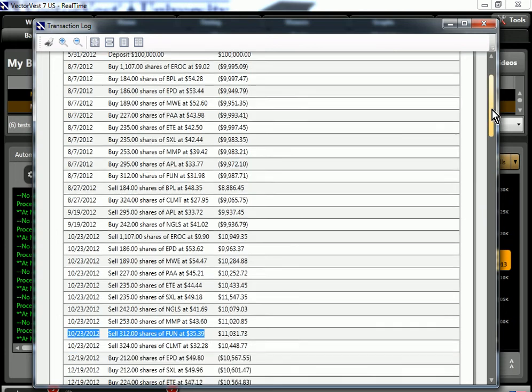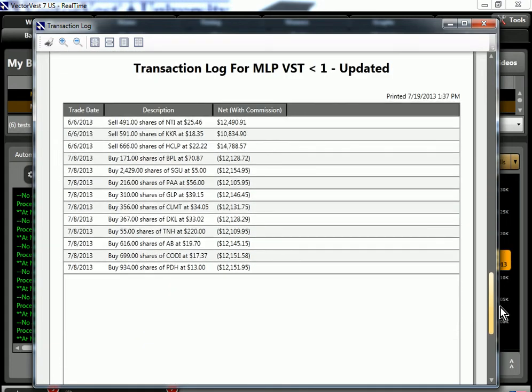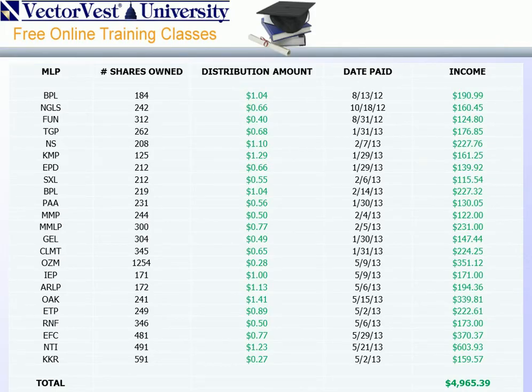So we did that same process with every transaction found here, and this table shows the results. The first column is the symbol of the MLP that traded inside of our portfolio. Next is the number of shares we owned, investing an average of our portfolio value. Here's the amount of the distribution. Here's the date paid and the total income, adding up to $4,965 over the past year. And again, that $4,900 is subject to those special tax rules discussed earlier.